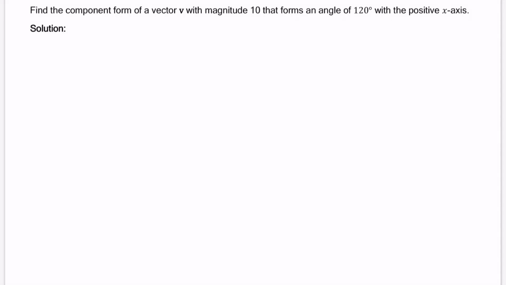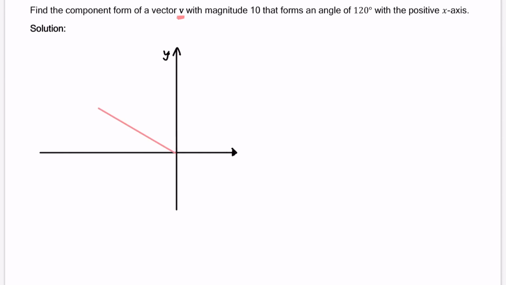Welcome. In this video, we're going to find the component form of a vector v with a magnitude of 10, which forms an angle of 120 degrees with the positive x-axis. Let's begin with a sketch. So there are the x and y axes. Now vector v must form an angle of 120 degrees with the x-axis. So that is vector v here, and I forgot its little arrowhead tip.